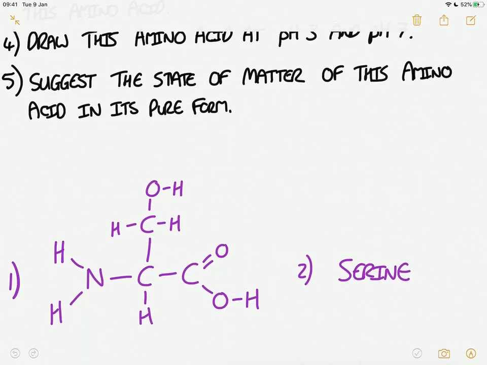There's the displayed formula for 2-amino-3-hydroxy-propanoic acid, which is less formally known as serine. So this is an amino acid with an OH group as the R group. Well, a CH2 and then an OH group as the R group.